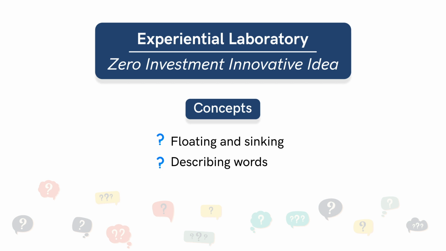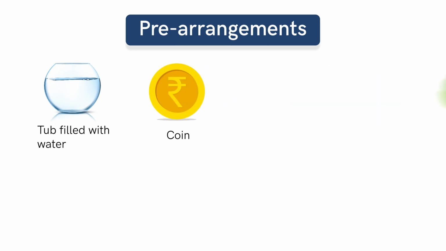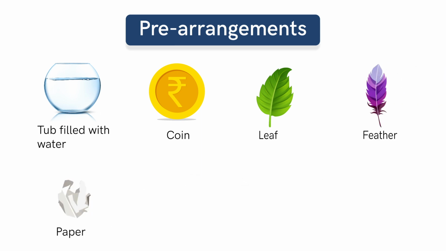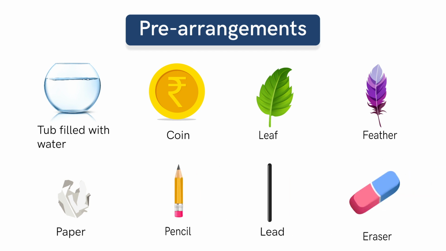Before we begin, we need to arrange these things: a tub filled with water, a coin, a leaf, a feather, a paper, a pencil, lead, and an eraser.